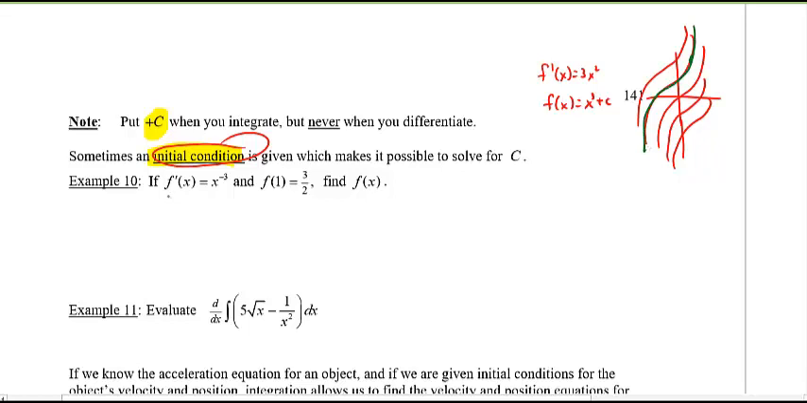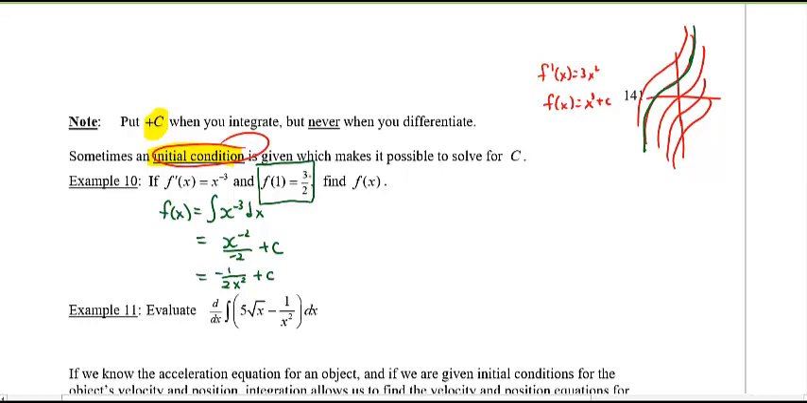So looking at example number 10, if f prime is equal to x to the negative 3, and I have this initial condition here, right? F of 1 equals 3 halves, I should be able to find f of x without having the plus c there. Well, how would I do that? Well, first of all, I got to find f of x, which is really just the integral of x to the negative 3 dx. We quickly do this using the power rule. And yes, we have a plus c so far. I have negative 1 over 2x squared, then plus c.